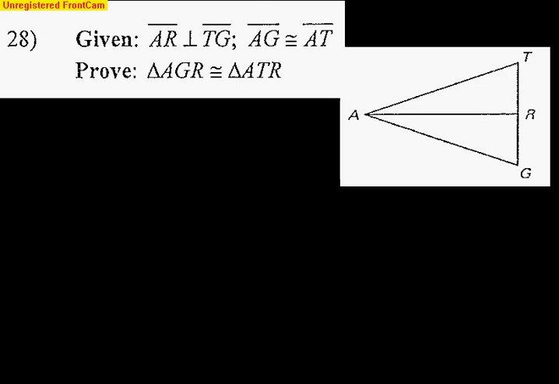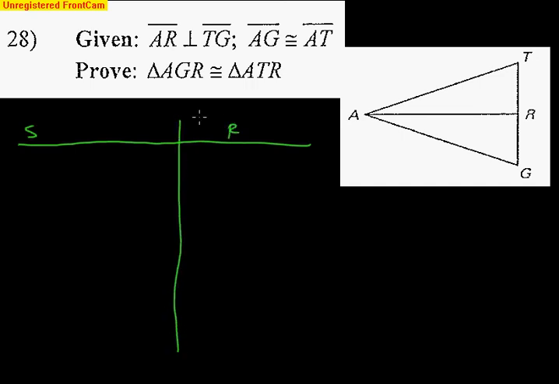Okay, here is the next proof we got going. I'll create my statements and my reasons columns. Let's put in here that segment AR is perpendicular to segment TG, and that AG is congruent to AT. That's all given to us. So what does that mean in our picture? Well, if AR is perpendicular to TG, we know we have two right angles. We also know that AG is congruent to AT.